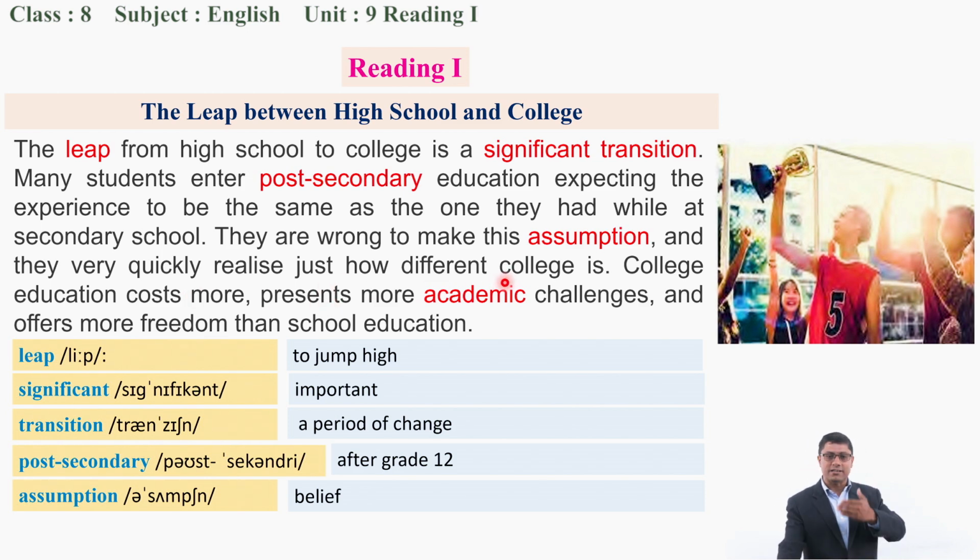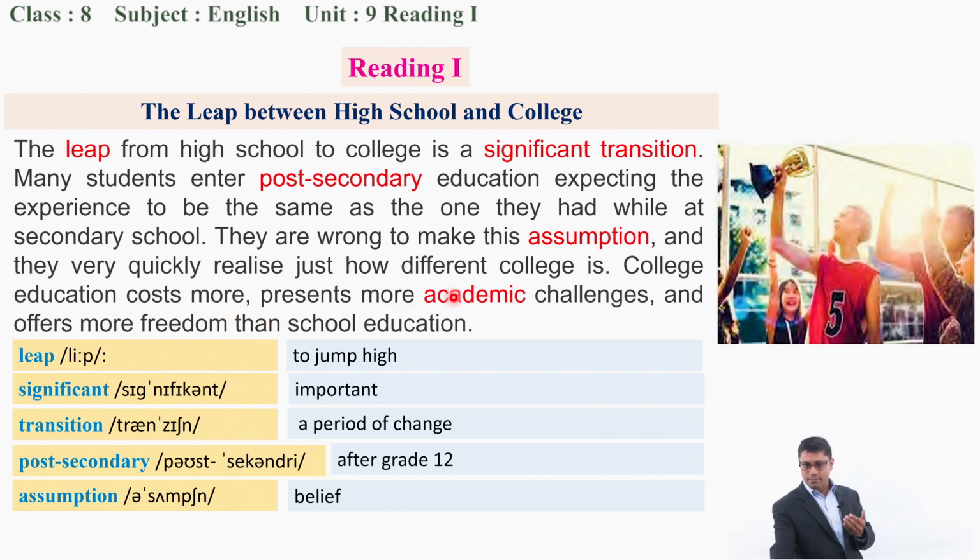After they start reading in a college, they know, oh, it's different from high school. It's not similar. They know it. So college education is different because college education costs more, meaning you need to spend more money. Similarly, it presents more academic challenges.